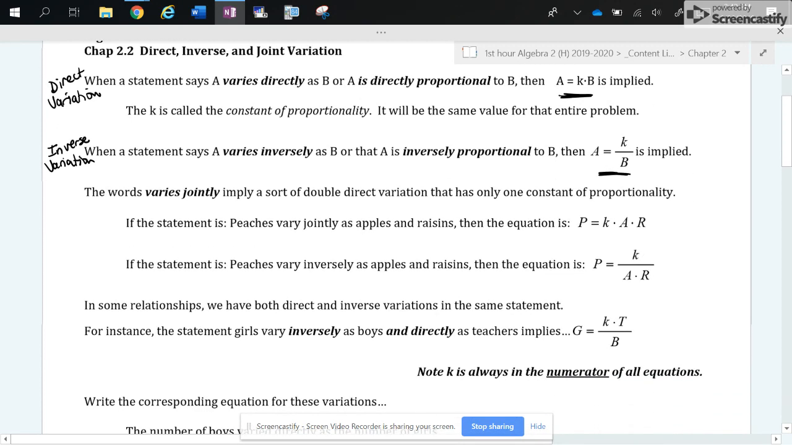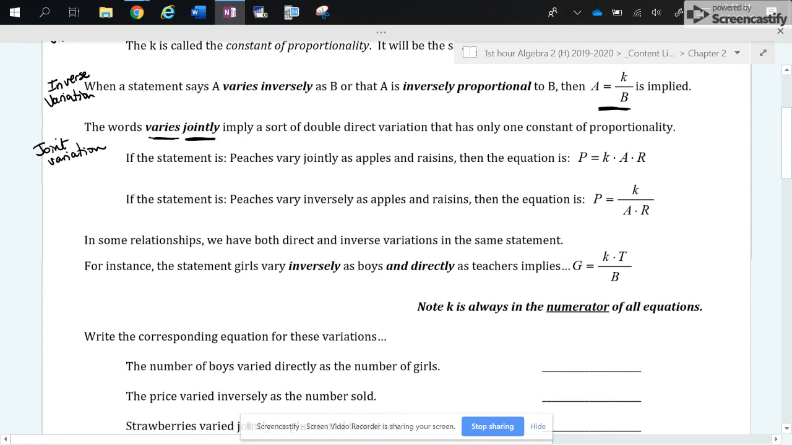And when we have a sort of double direct variation, we call it joint variation. The words varies jointly imply a double direct variation. So if we say peaches vary jointly as apples and raisins, then the equation would be P is equal to K times A times R. And if the statement is P varies inversely as apples and raisins, then it would be K divided by A R. In some relationships, we have both direct and inverse variation, and that's okay.